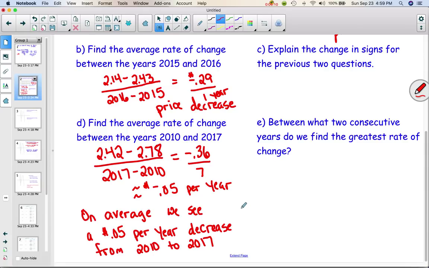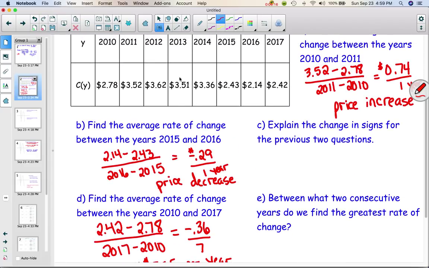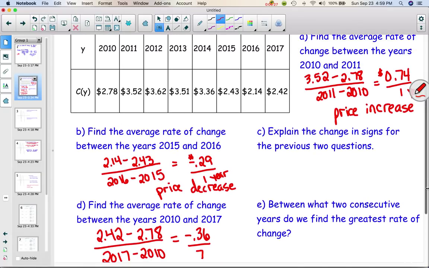because if you look back at that data, you can see that there were a lot of fluctuations in between there. We see some pretty large jumps here. So then that leads me to my next question. Between what 2 consecutive years do we find the greatest rate of change? So you'll notice a couple jumps.